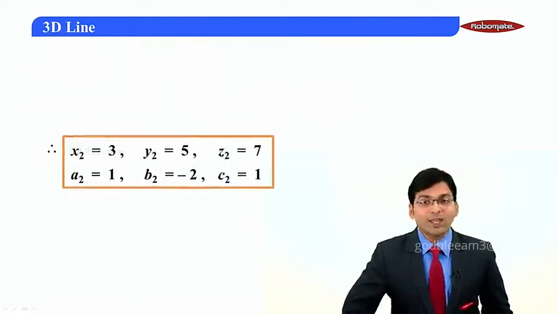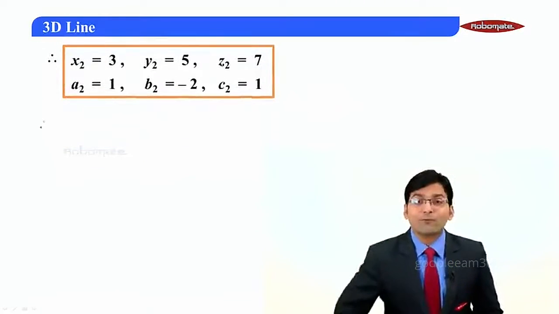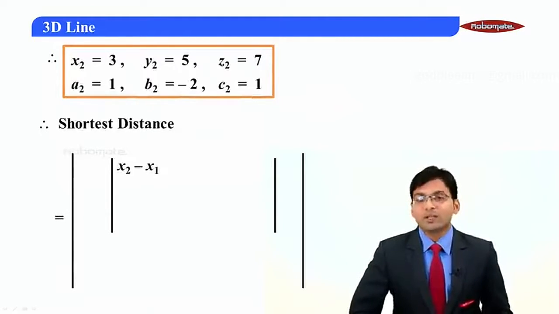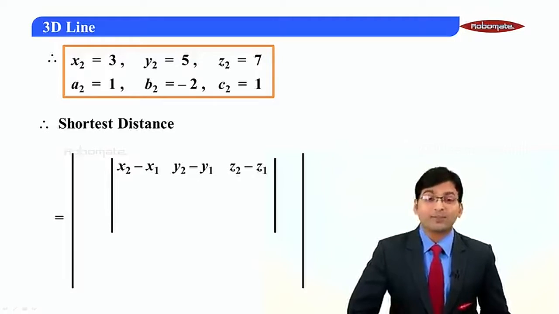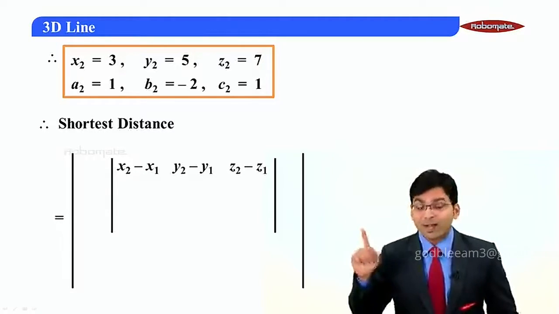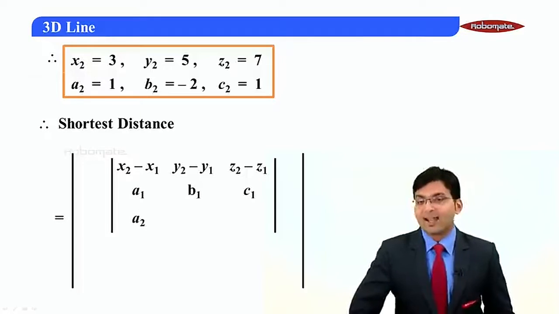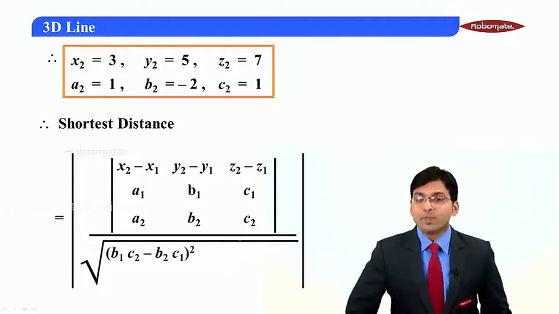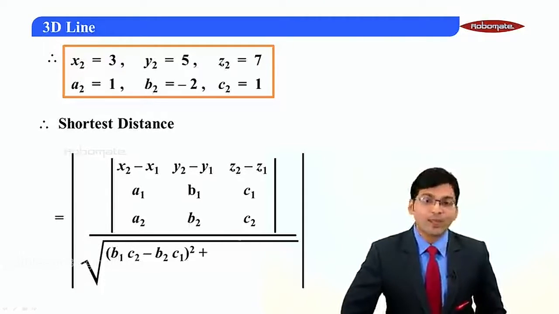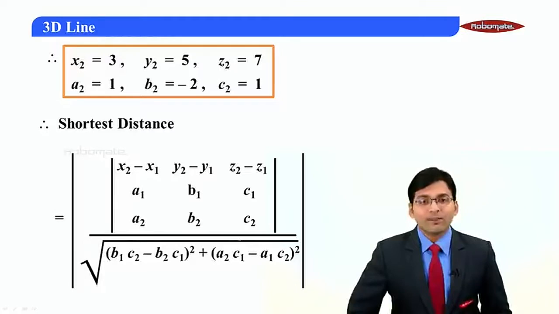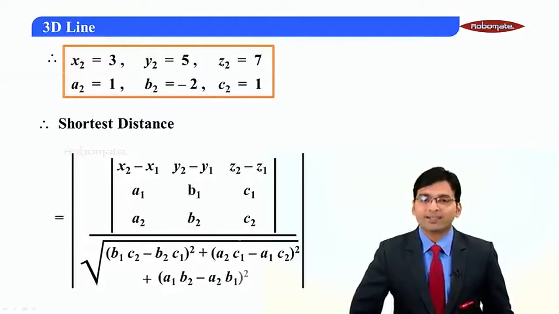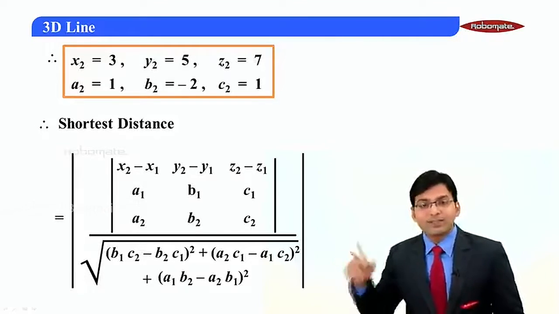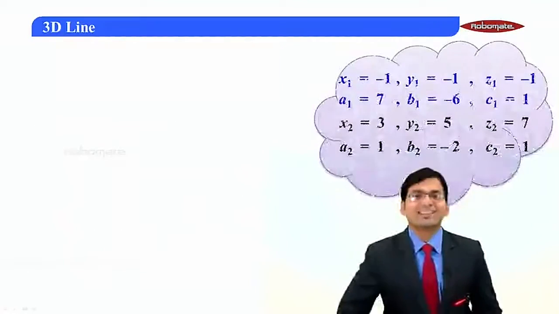Now students, once we extract all this data, now we can find out the shortest distance, that is magnitude of determinant x2 minus x1, y2 minus y1, z2 minus z1, a1, b1, c1 and a2, b2, c2. The denominator part is square root of b1 c2 minus b2 c1 the whole square plus a2 c1 minus a1 c2 the whole square plus a1 b2 minus a2 b1 the whole square. Now when we put values in this expression, we get the shortest distance. So let us get it.